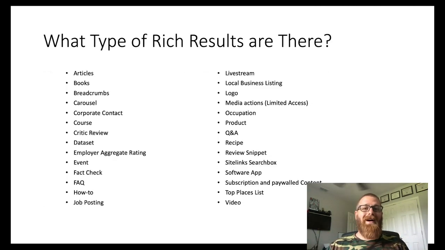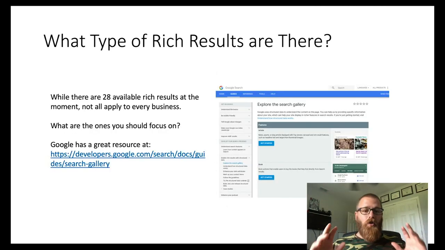Now, there's a lot of different kinds of rich results. These are what Google is using right now, and this is not all the schema types, but these are all the types of rich results that they're using. There's actually 28 available to us in search at the moment, but not every single one of them is going to apply to every single business. So today we're going to look at some specific ones that I want to focus on, but really that's also a question you need to ask yourself: which ones are the most important to your business?